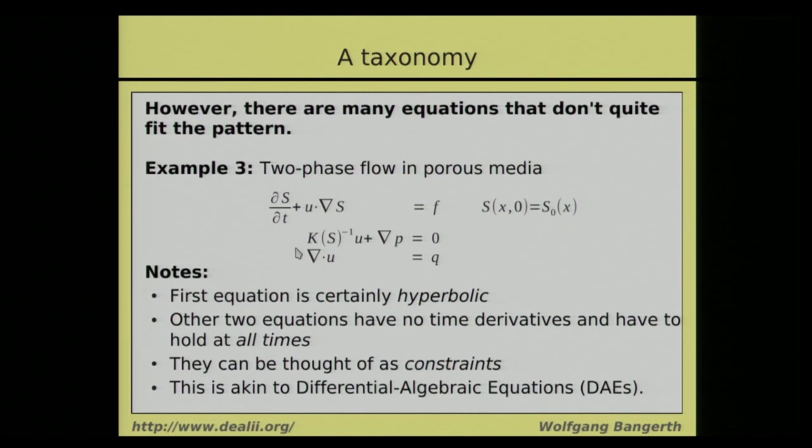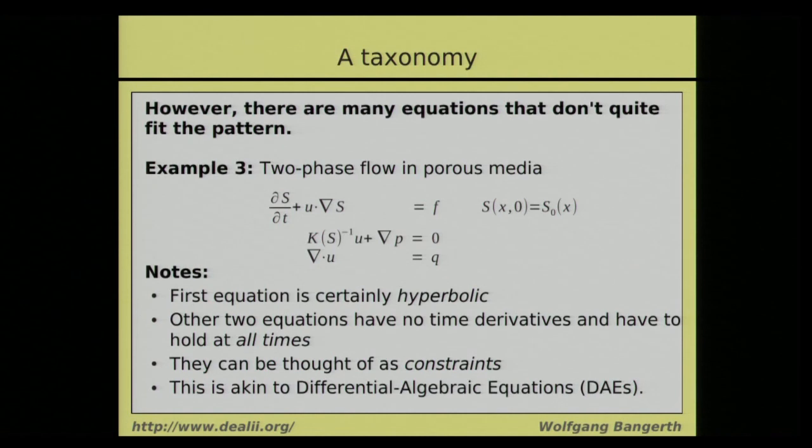The other two equations have no time derivatives at all. And so how can we think of this? So one of the ways we like to think of this is that they are instantaneous. They have to hold at every given time. So for every t, these u and p have to satisfy this equation. And what that means is that u and p have no memory. So u and p at any given time does not depend on u and p at a previous time, because there's no time derivative, right?